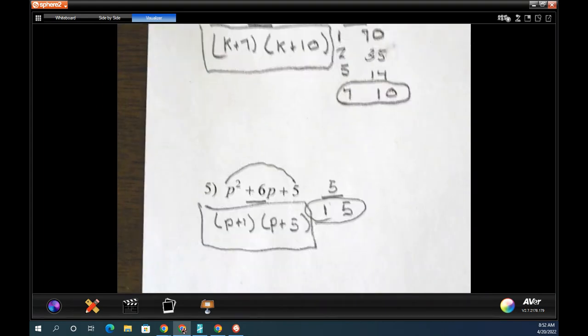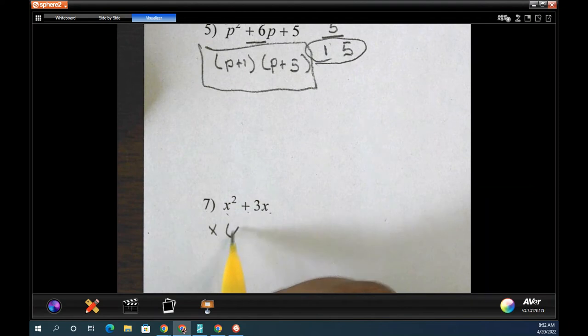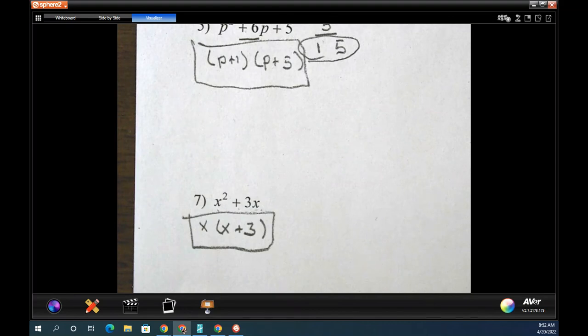I want to go over this one again, because when we get to solving x squared plus 3x, you can take away an x from each one. So that leaves you with the 1x there. You have no x's remaining there. There's your answer. All right.